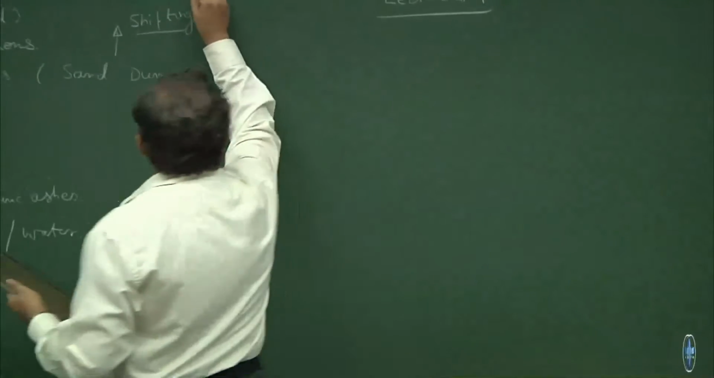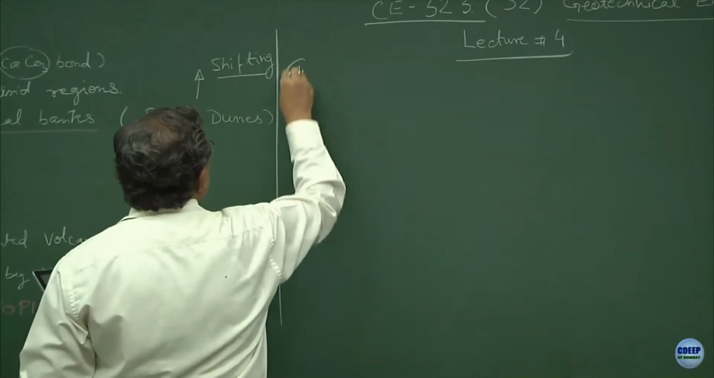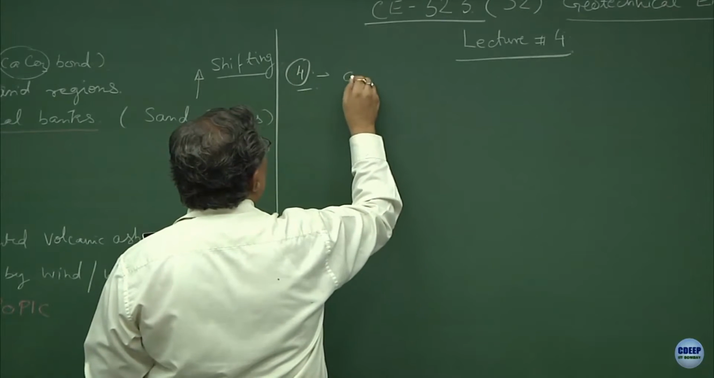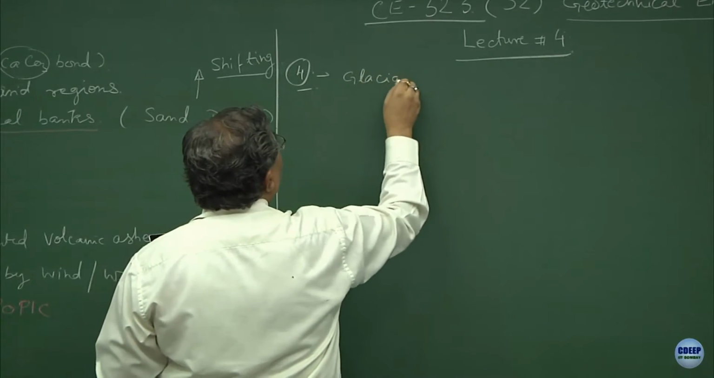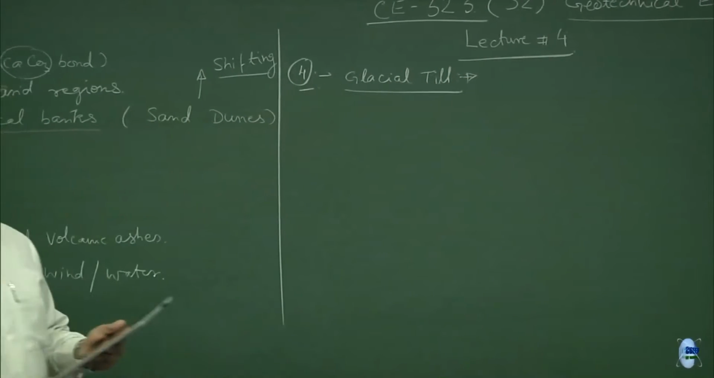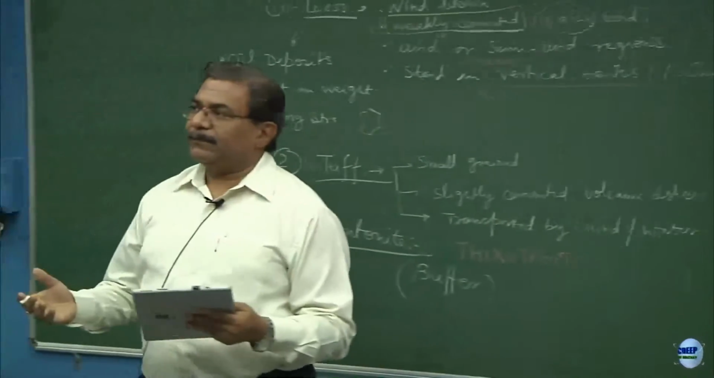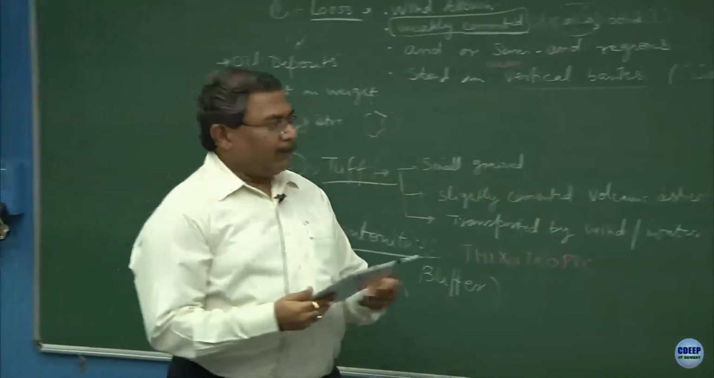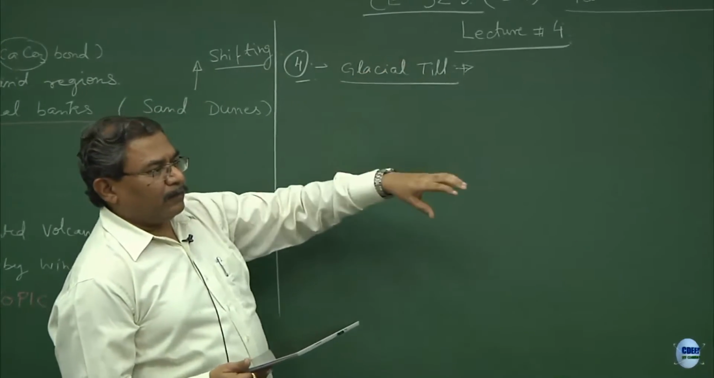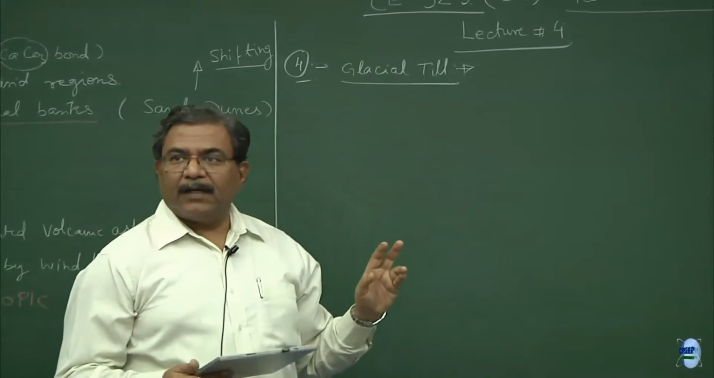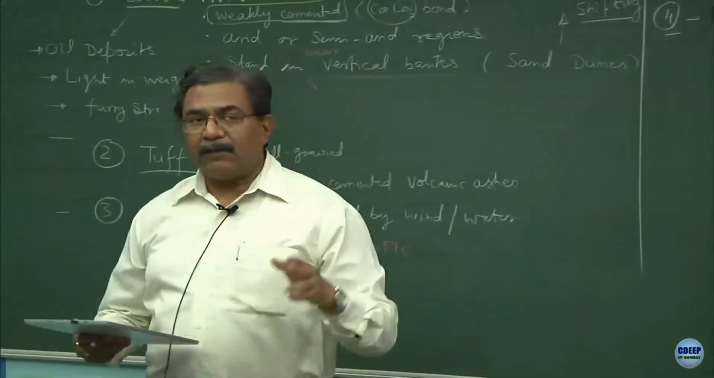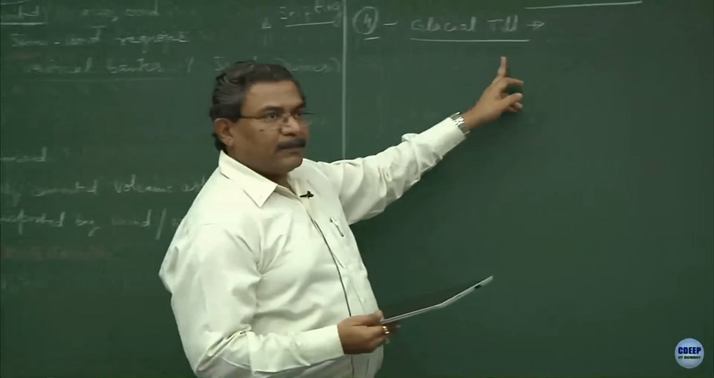The fourth category of transported soil would be glacial till. Tillage is something which is known as this remains tillage, all right. So, when you say glacial till, this is the remains which is coming out of the glacial activity. In one of the lectures we were talking about avalanche, if you remember. So, avalanche is one of the reasons for causing the glacial tills.